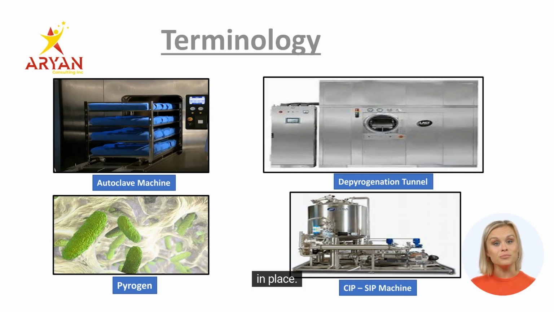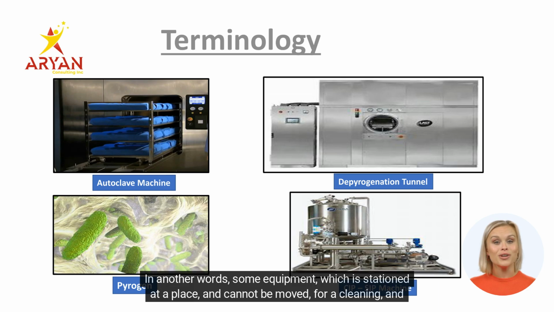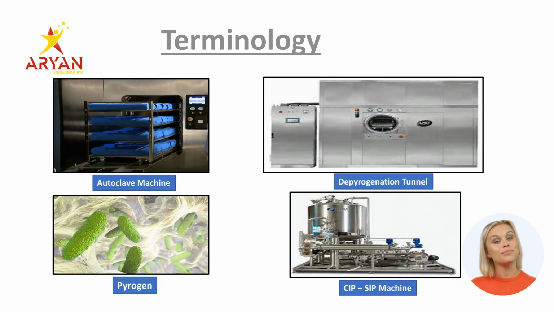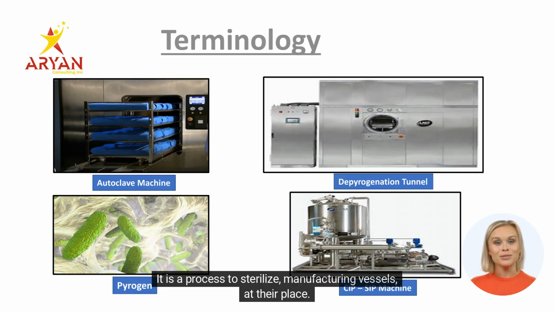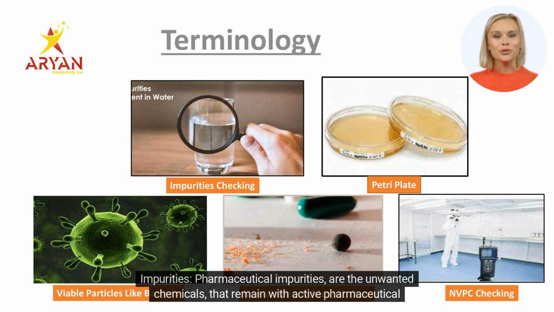CIP. Clean in place. It is a process to clean manufacturing vessels at their place. In other words, some equipment which is stationed at a place and cannot be moved is cleaned at the same place it is located. SIP. Sterilization in place. It is a process to sterilize manufacturing vessels at their place. Same as CIP. Impurities.